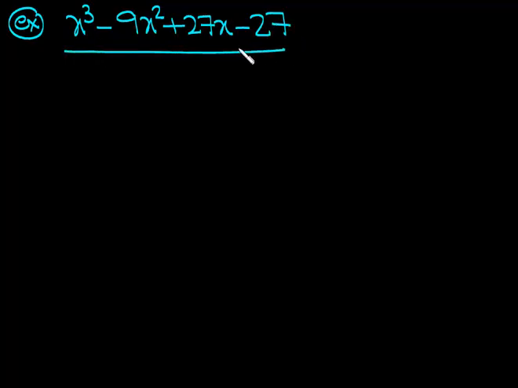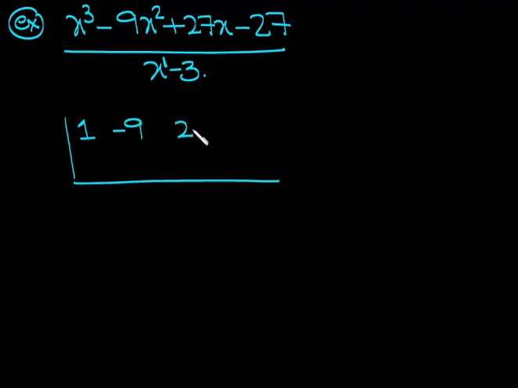So let's say I want to divide x cubed minus 9x squared plus 27x minus 27 by x minus 3. Okay, again this is degree 1, so I can use synthetic division. So let's do that. In the top row, I just write down my coefficients. I have 1, minus 9, 27, minus 27.